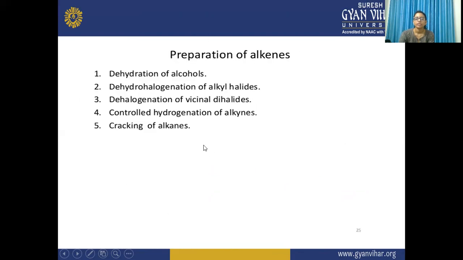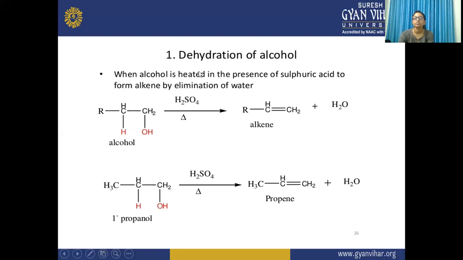Now the preparation of alkene. It involves 5 types of reactions: dehydration of alcohol, dehydrohalogenation of alkyl halide, dehalogenation of vicinal dihalide, controlled hydrogenation of alkyne, and cracking of alkane. So first is your dehydration of alcohol. In this, alcohol is heated in the presence of sulfuric acid to form alkene by elimination of water.